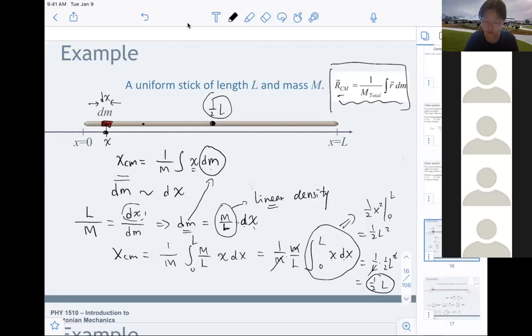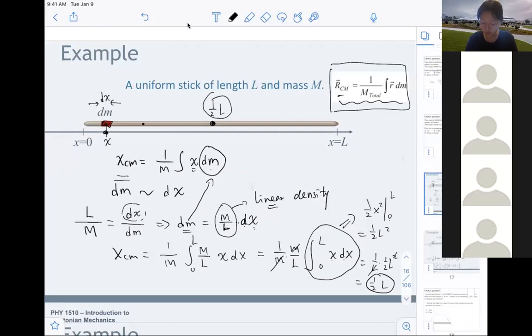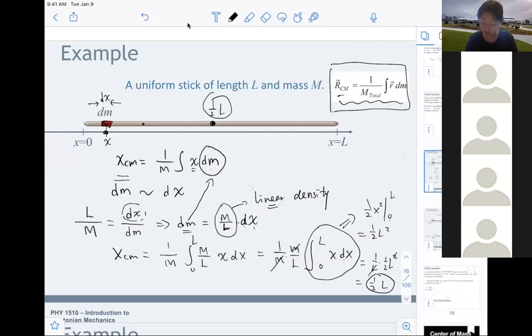We used this equation. Any questions about that particular calculation right there? Any questions?